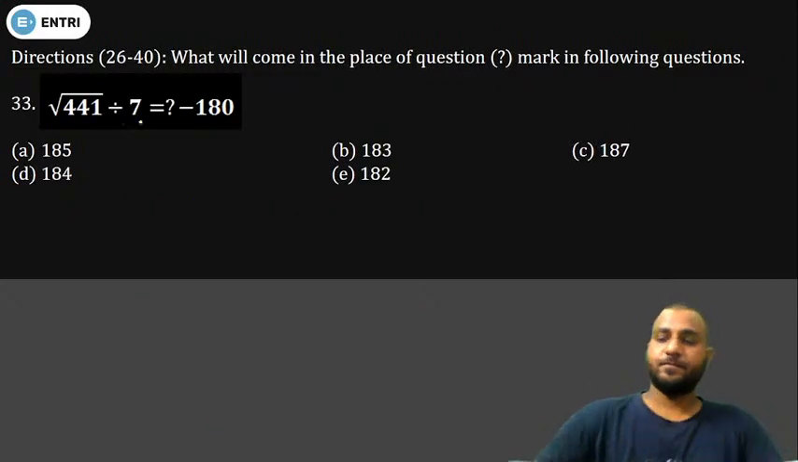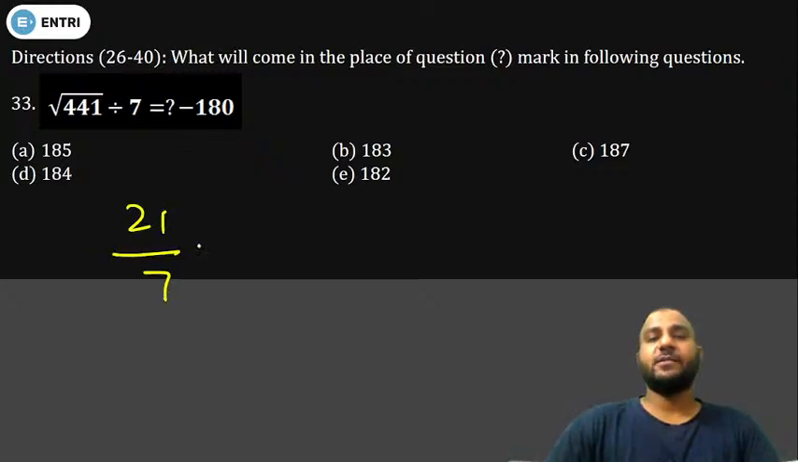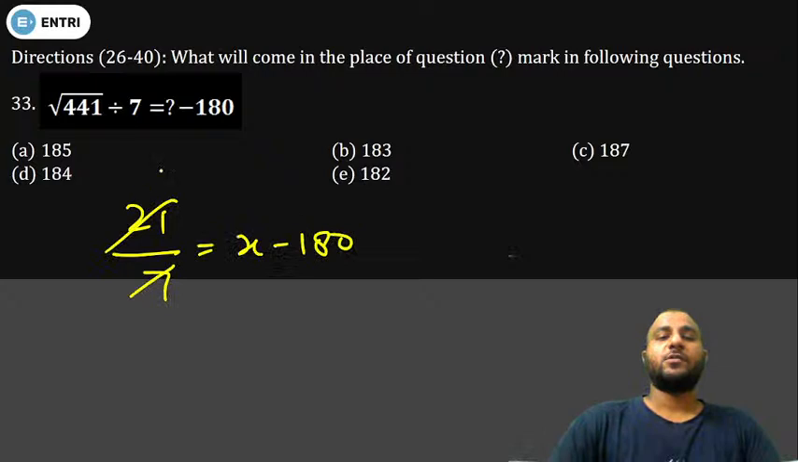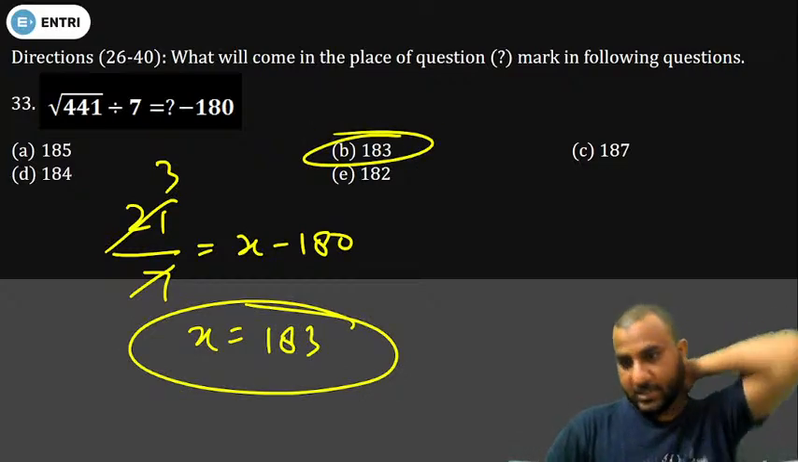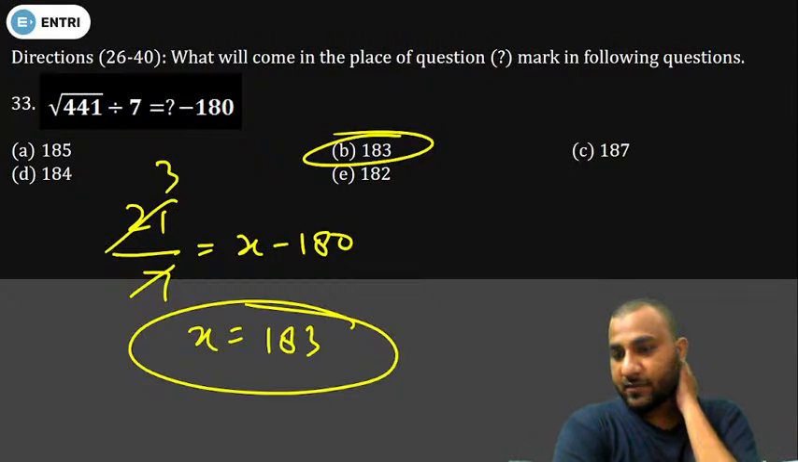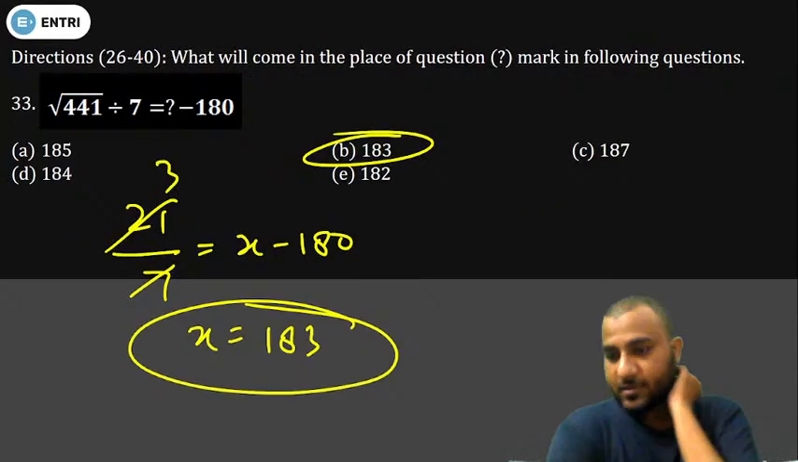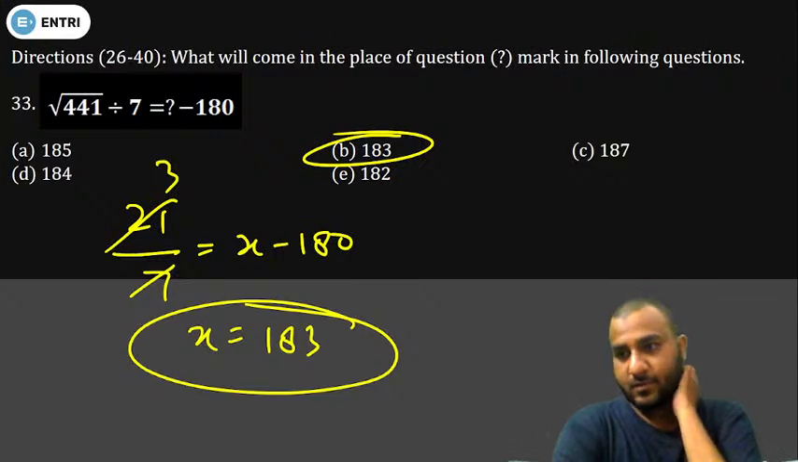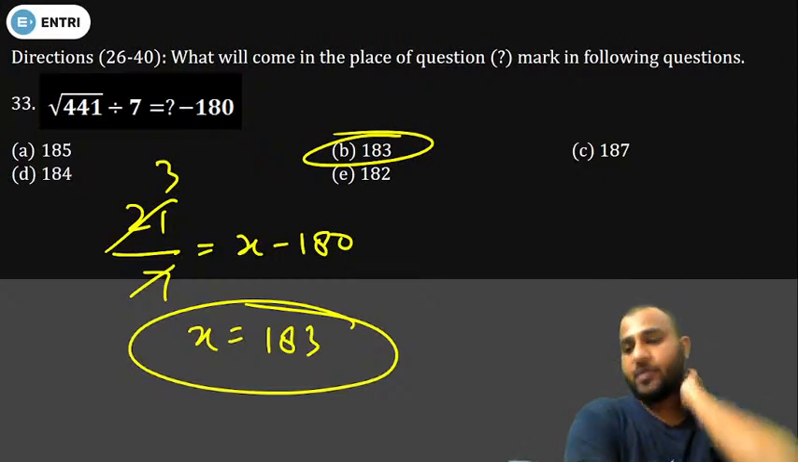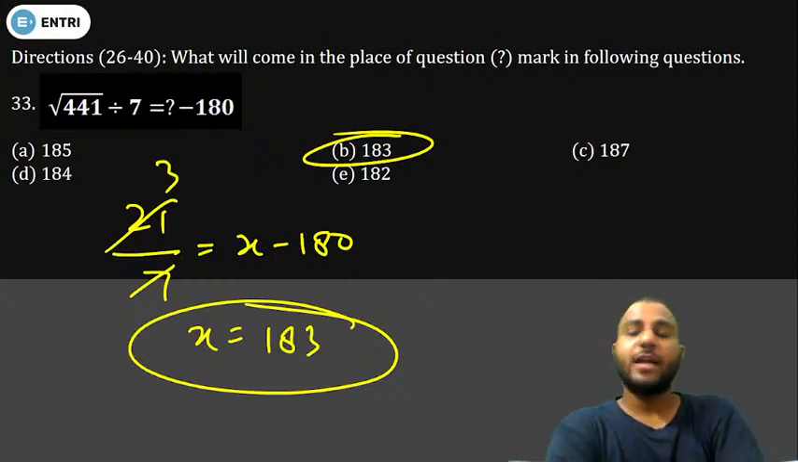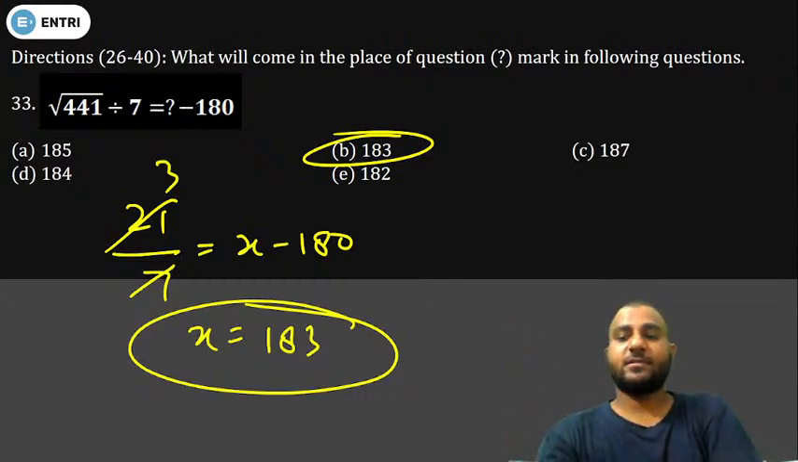Next one. 441. As you all know that it is a square of 21, divided by 7 equals x minus 180. So clearly the value of x arises 183. Yes, Durga. Yes, Narsimha. Yes, Revati. Very good. Yes, Nasreen. Very good. But try to do these kind of questions quickly, okay?